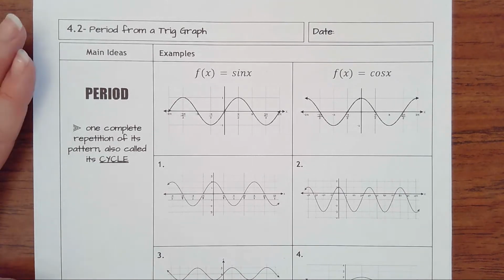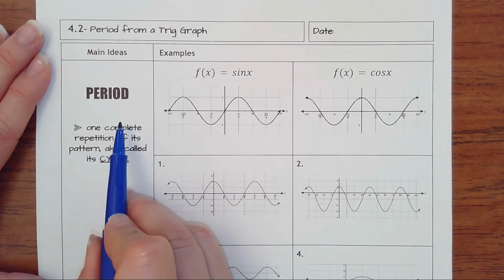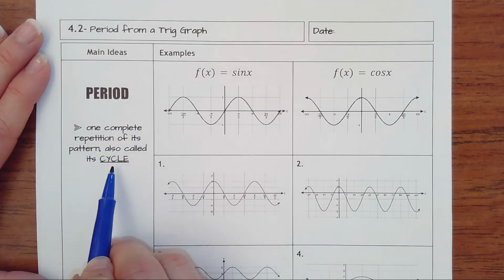4.2, period from a trig graph. So we kind of talked about it. A period is one complete repetition of its pattern. It's also called its cycle.